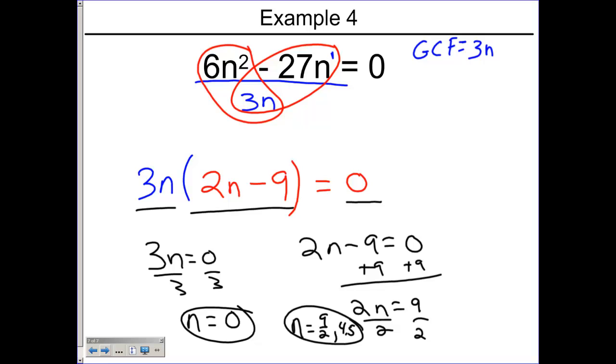So I have two possible solutions that if I put either of these answers in place of n up here or there, I will end up getting a 0 answer out for the value of the equation.